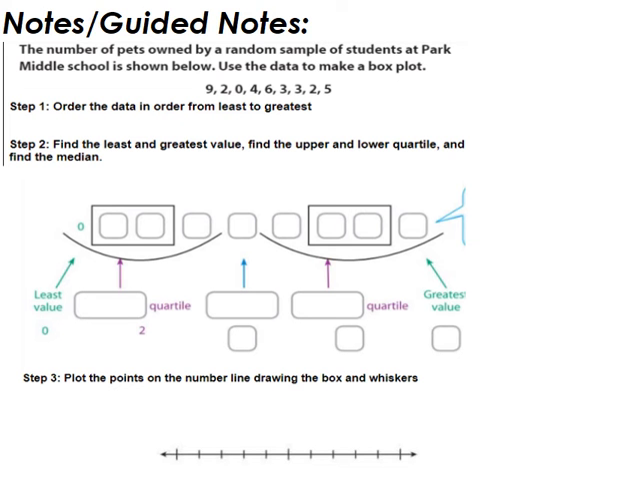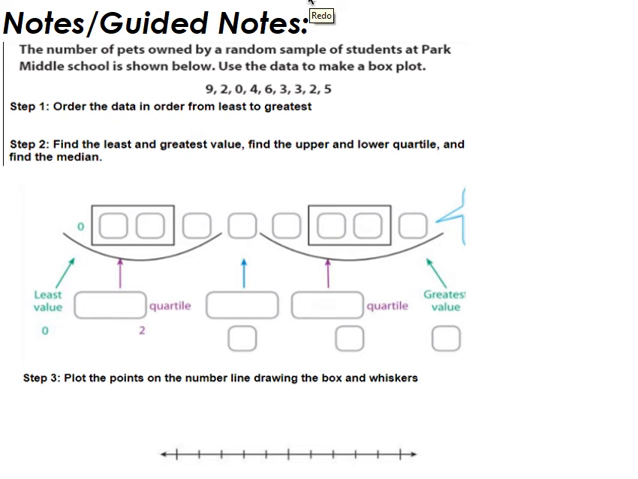The number of pets owned by a random sample of students at Park Middle School is shown below. Use the data to make a box plot. So random students were surveyed at Park Middle School, and this is the amount of pets each one of those random students had. So one student had 9 pets, 2, 0, 4, 6, 3, 3, 2, 5.